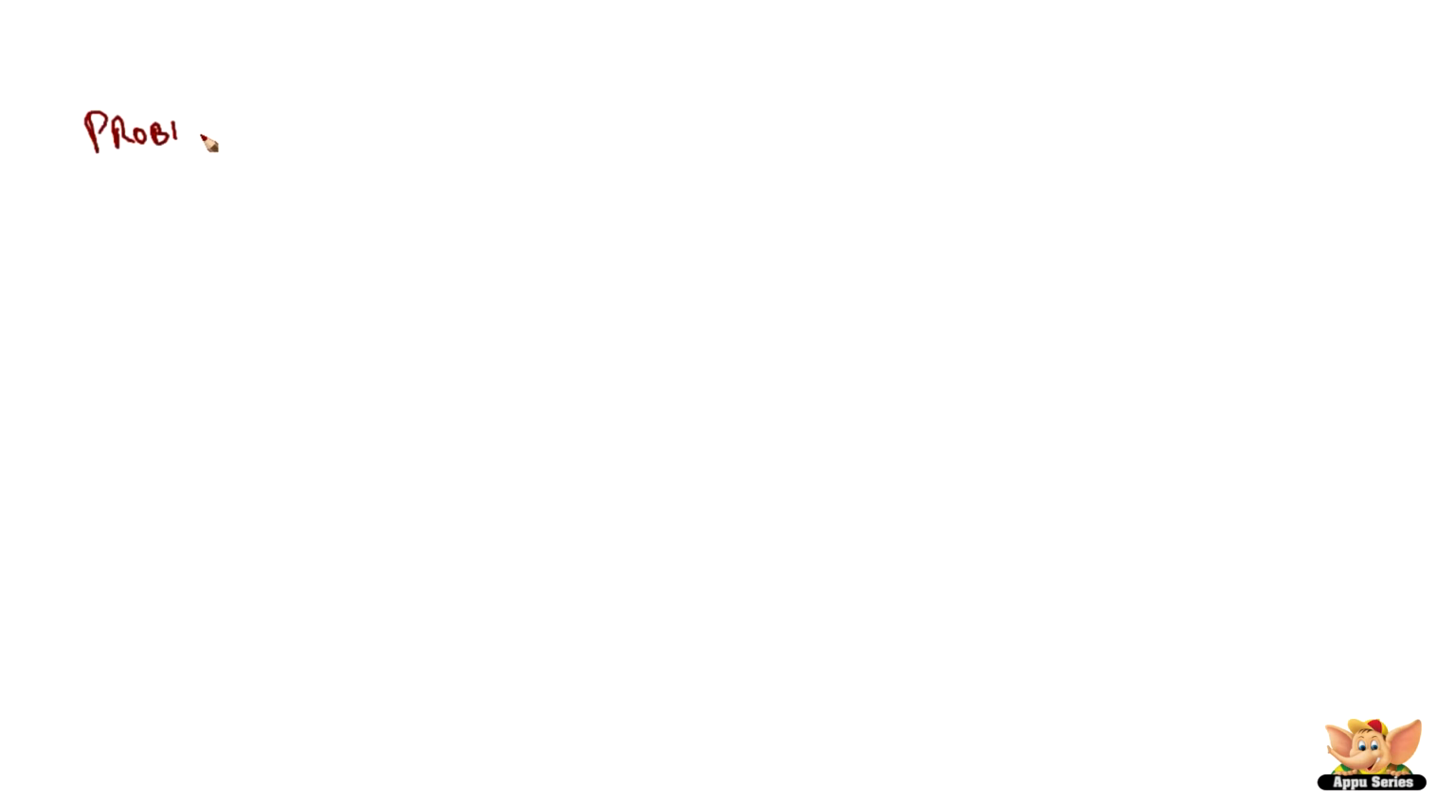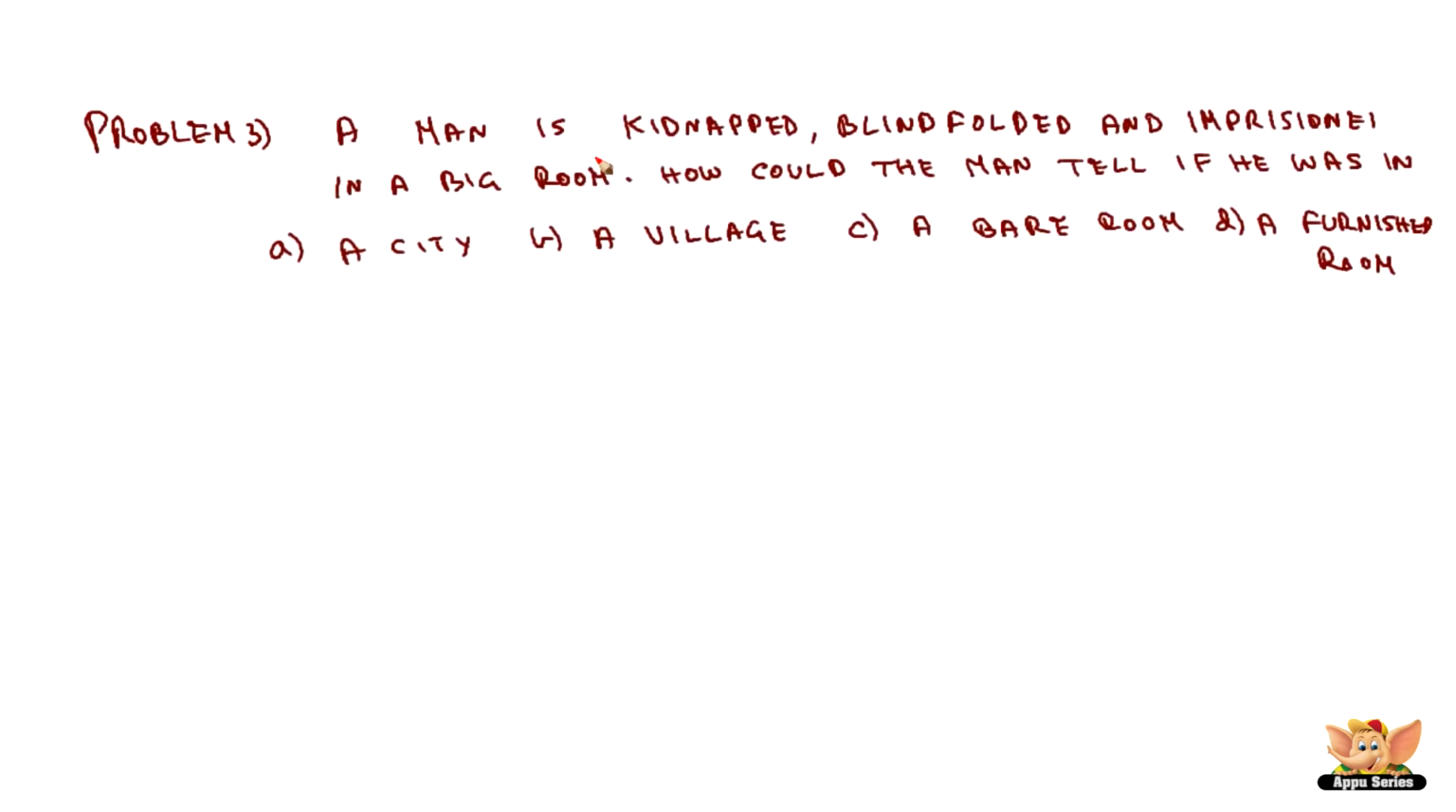Problem 3. A man is kidnapped, blindfolded, and imprisoned in a big room. How could the man tell if he was in a city, a village, a bare room, or a furnished room? Let us see, for example, first we will take A, which is he is in a city.